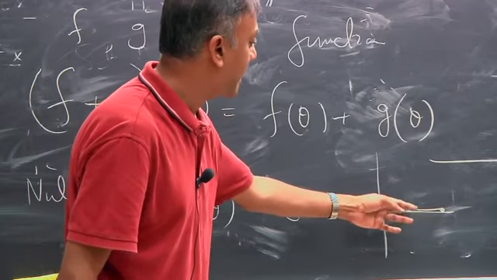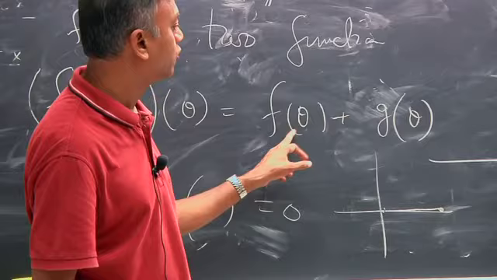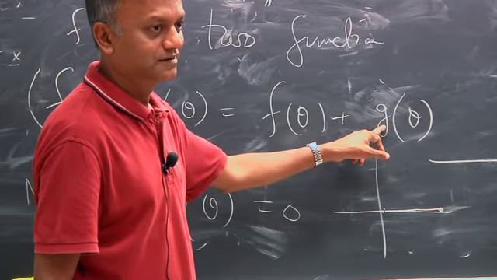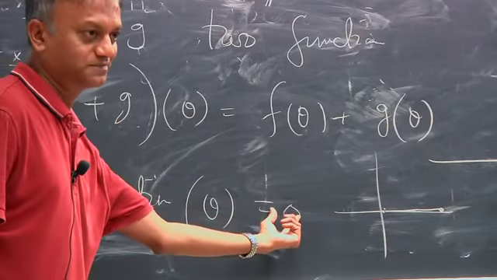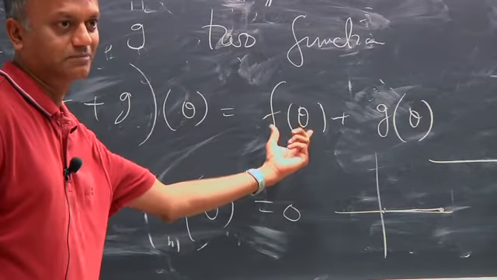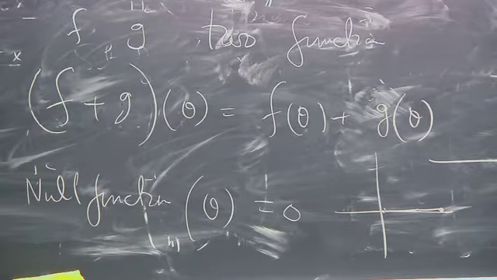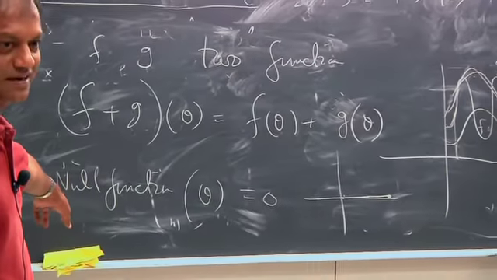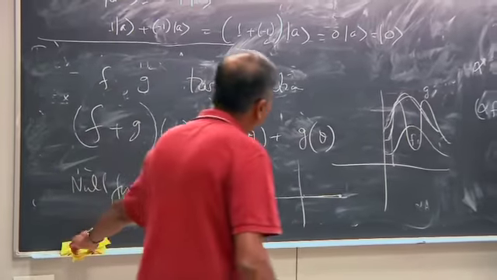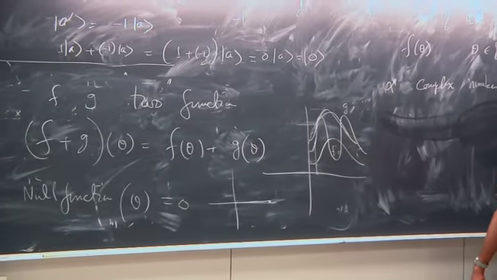So it's clear that when I add it to any function, since the rule of addition is this, and here I'm saying the null function evaluated at any theta is 0, you get back the original function. This satisfies the condition of null. Maybe I was too fast. Let's check if this is the null function or not.